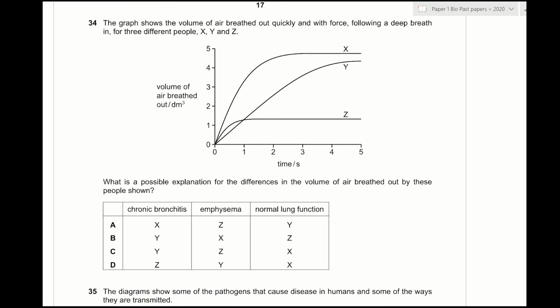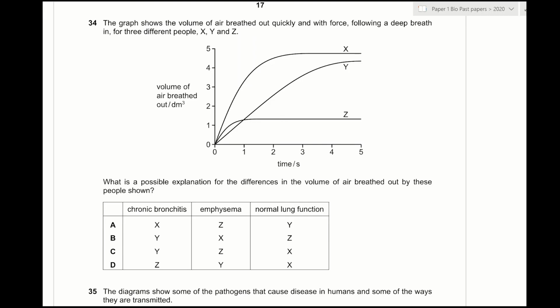34. The graph shows the volume of air breathed out quickly and with force, allowing a deep breath in, for 3 different people, X, Y, and Z. What is a possible explanation for the differences in the volume of air breathed out in these people shown? Obviously, I know you're very hardworking students and you know what is chronic bronchitis and emphysema. So let's start with the easiest, and it's emphysema.